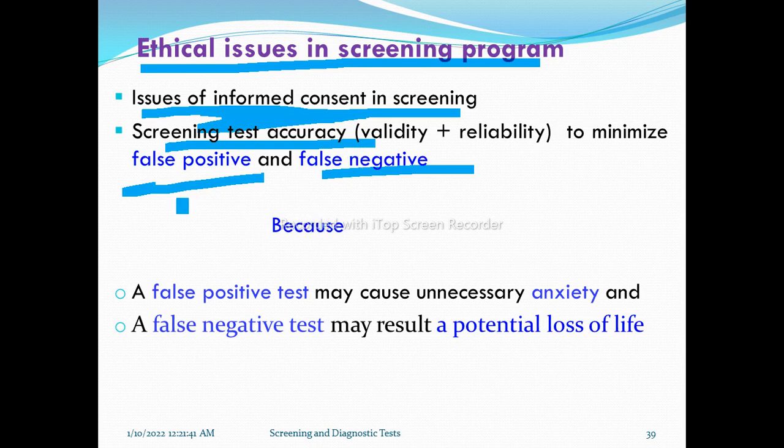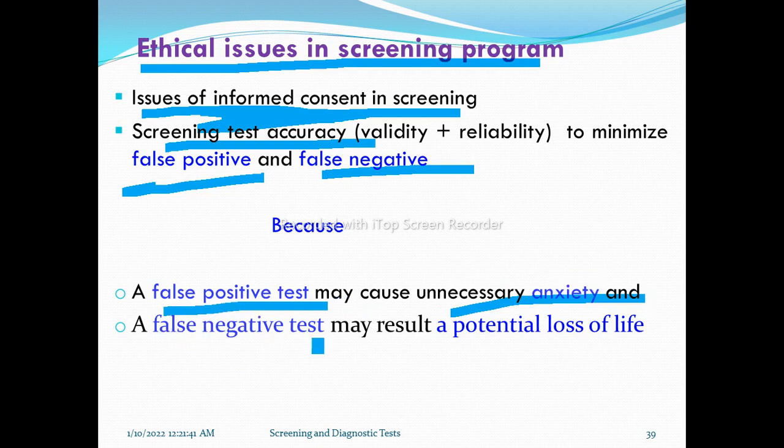Screening tests should be accurate because a false positive test may cause unnecessary anxiety. For instance, if you tell a non-HIV individual that he has HIV, he will have more anxiety. Maybe he will kill himself, or he will become too obsessed. So this is another problem.